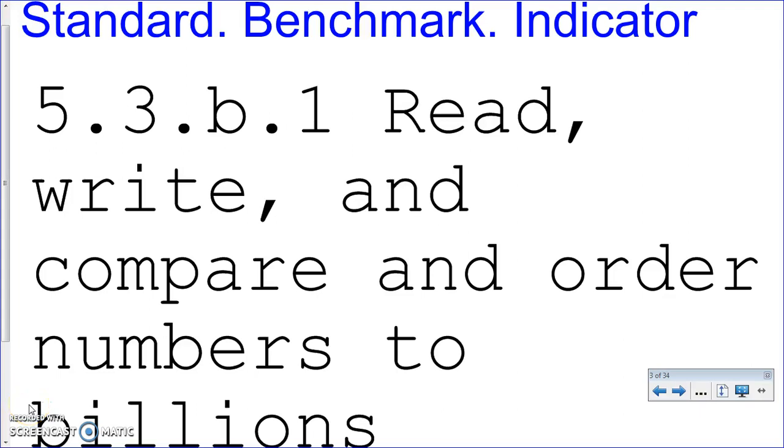Today we are beginning our place value unit. Please copy the standard benchmark indicator on a clean page in your math notebook. Read, write, and compare and order numbers to billions. You can pause the video here to give yourself time to copy down the SVI.